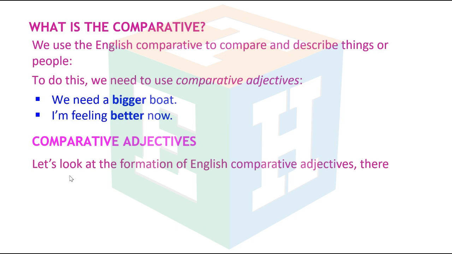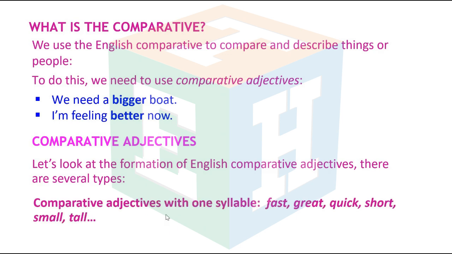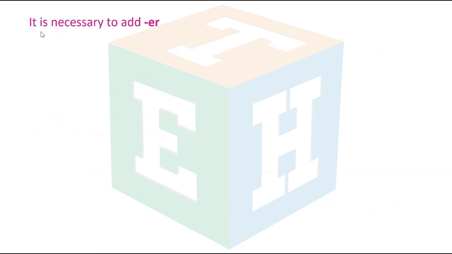Comparative adjectives. Let's look at the formation of English comparative adjectives. There are several types. Comparative adjectives with one syllable: fast, great, quick, short, small, tall.